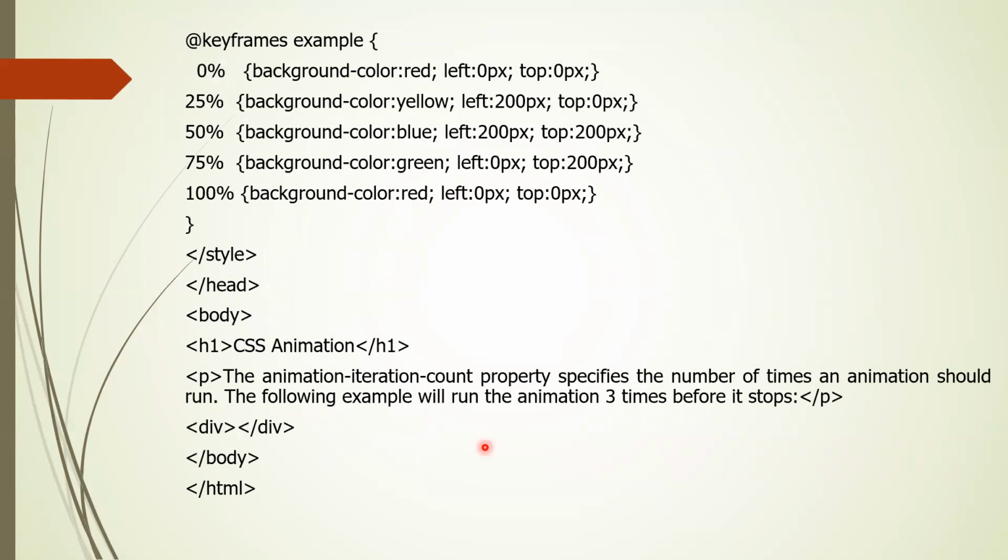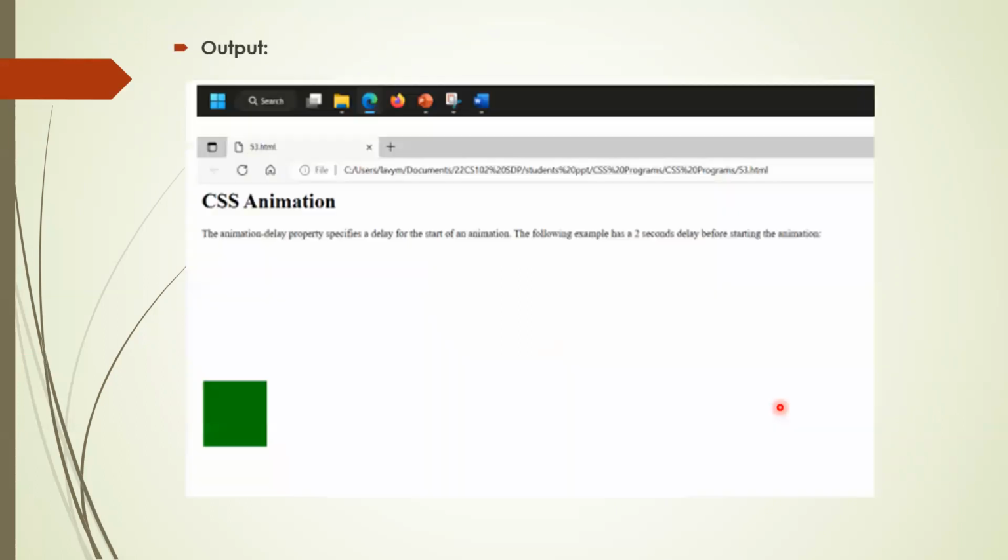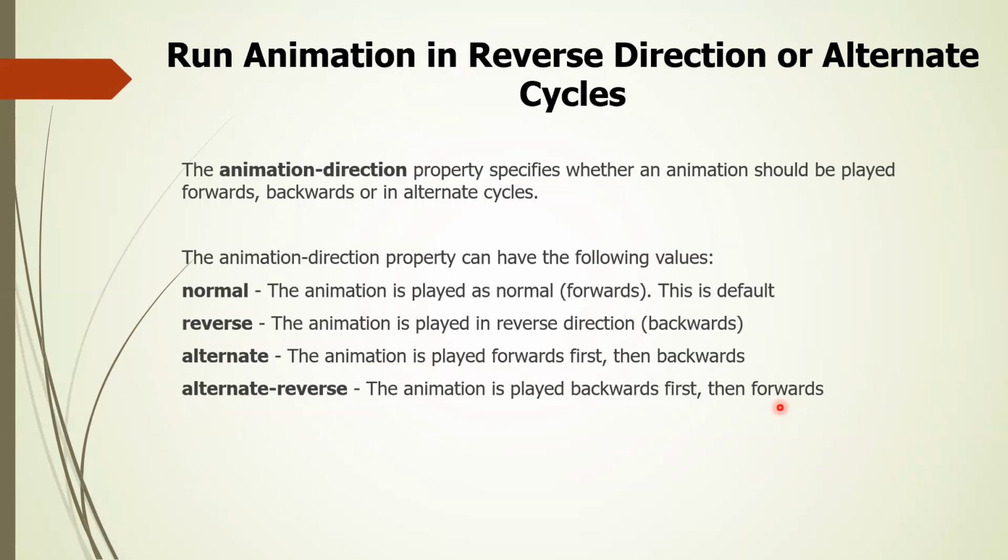The same previous example, but in the style we have introduced animation iteration count as 3. So the example explanation is given in the paragraph tag. The animation iteration count property specifies the number of times an animation should run. The following example will run the animation 3 times before it stops. So this is the example output we have given here.